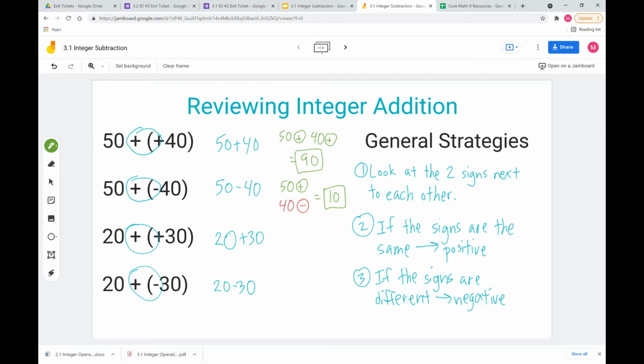But let's say we want to do a number line instead. So let's say we draw the number line here. 20 positives, so let's say this is 0. We move over 20 to the right. And then we have 30 positives, so we keep moving over 30 to the right. And we're going to be left at positive 50 as our answer.